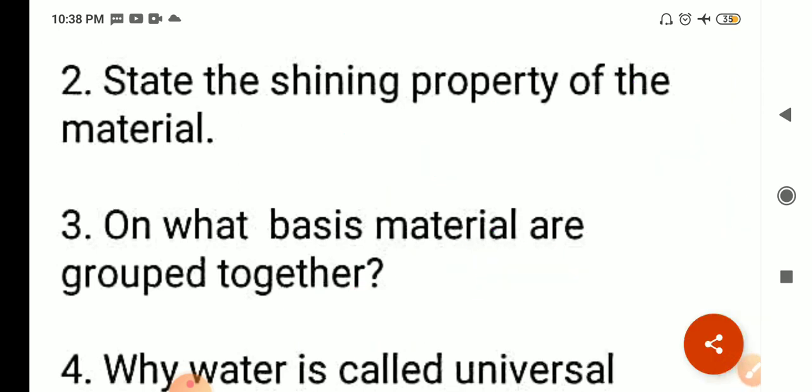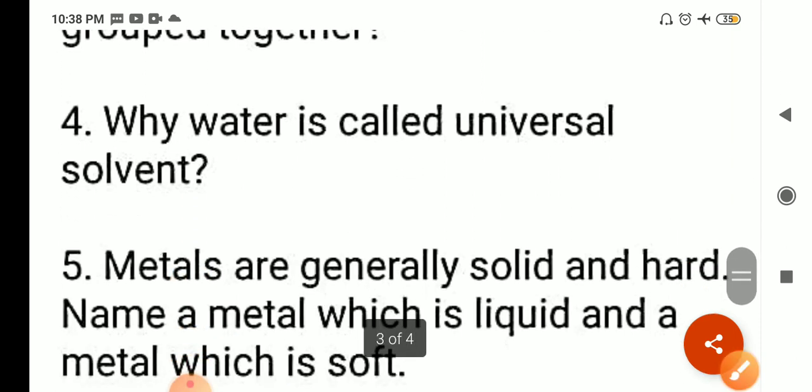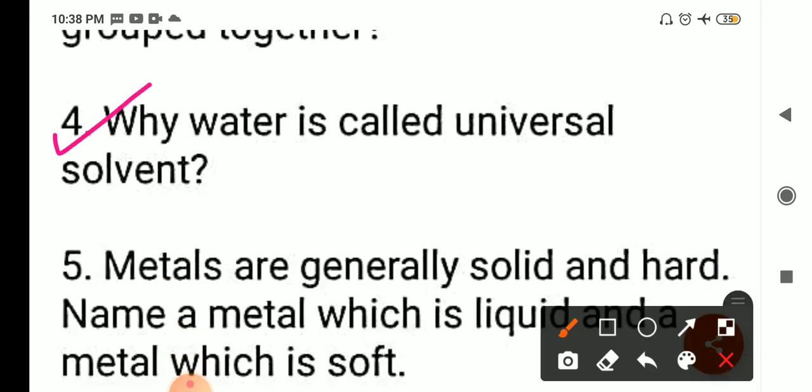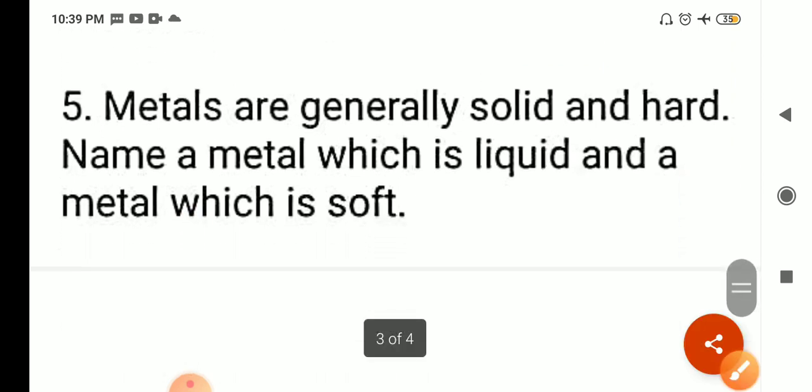Okay. Now next question. Why is water called the universal solvent? So water is called the universal solvent because most of the materials can be dissolved in the water. That's why it is called the universal solvent. है ना, ज़्यादातर चीज़ों को ये अपने अंदर घोल लेता है. That's why it is called the universal solvent.